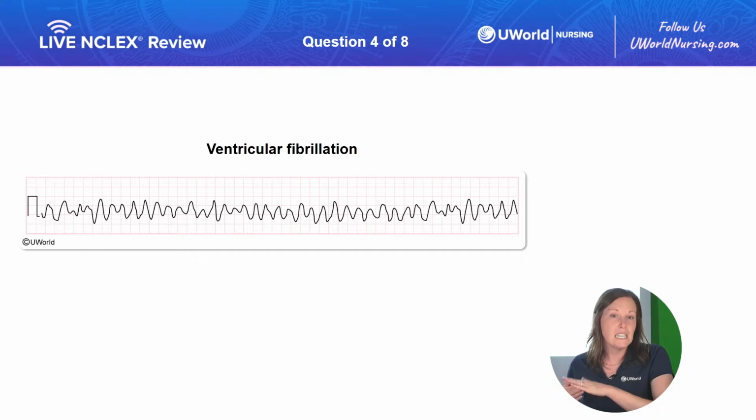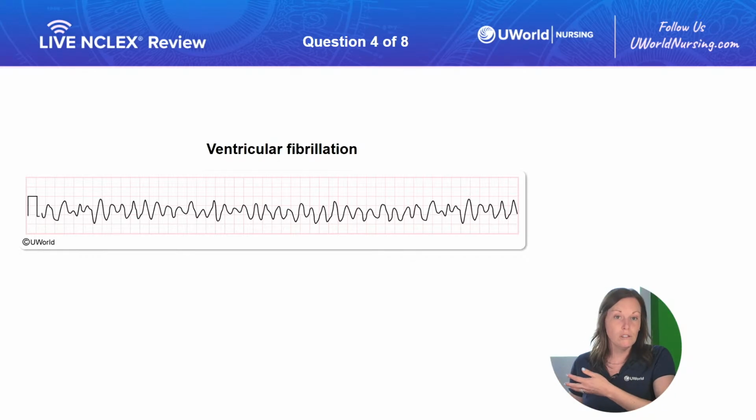And again, we defib VFib. This is something that is life-threatening. So again, when we look at the strip, we're going to see pretty much chaos. So we can't really measure much of anything. We don't have visible P waves. We have no QRS intervals. It's just the unraveling again of our heart function.